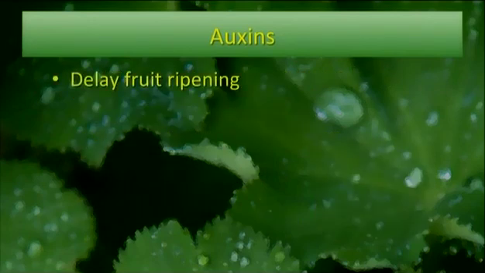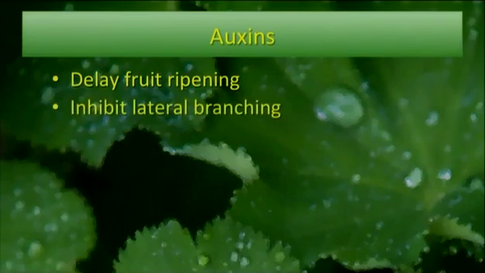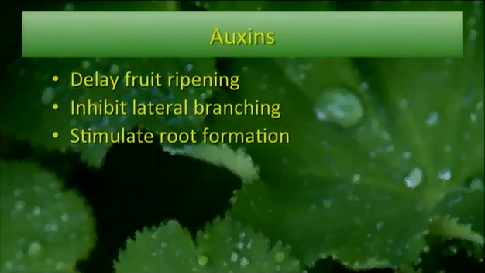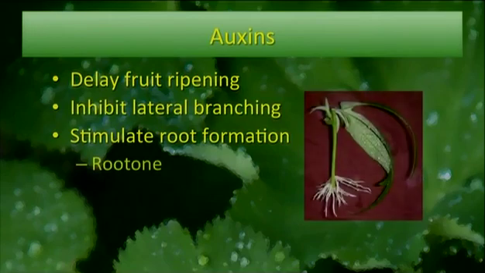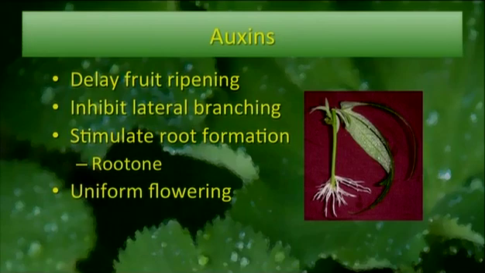They also delay fruit ripening, inhibit lateral branching and stimulate root formation. And so they're used in a plant hormone known as root tone to allow for the growth of adventitious roots, like from a stem cutting like you see here. Auxins are also used to promote uniform flowering, as when you spray a field of pineapple plants to allow them to flower all at the same time. And they can result in seedless fruits, like of course pineapple fruits don't have seeds in them, the ones that you get from the market, right?